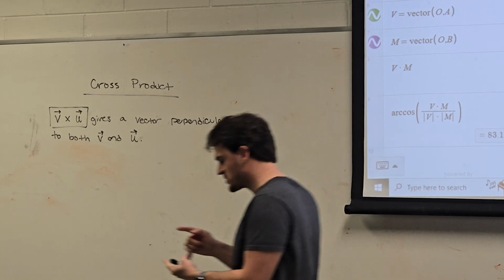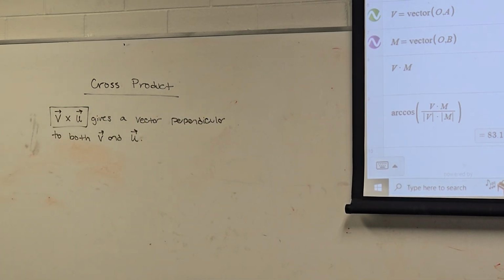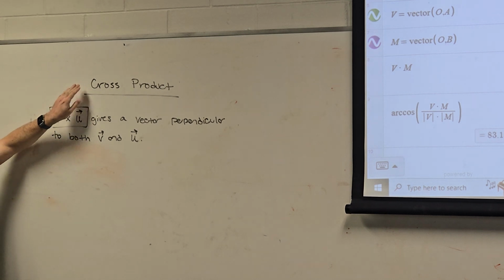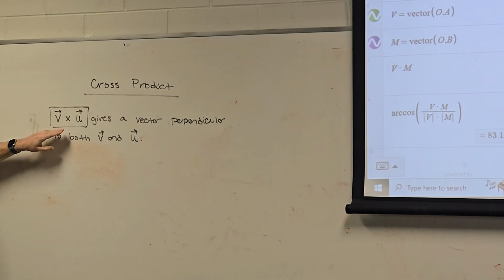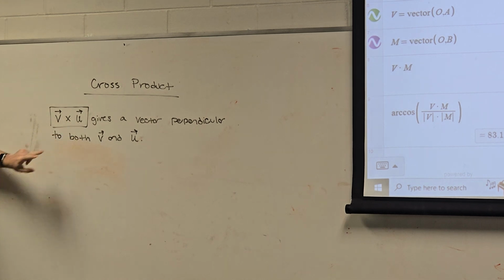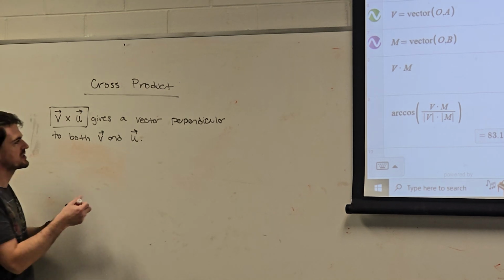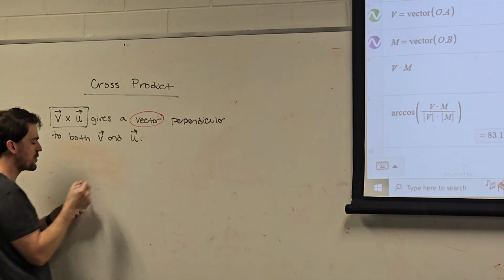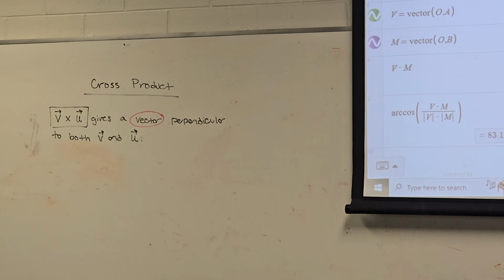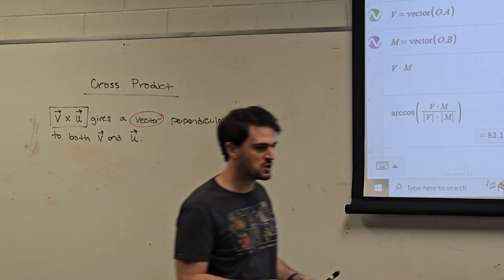Alright, so we've got vectors, we saw we can add them, subtract them, scale them, and find the dot product. Now one of our last vector operations is the quote-unquote cross product. Our notation for that is V cross U. Important here: this gives a vector. Like we saw, the dot product gives you a scalar, or a number. Now we're going to do an operation that gives you another vector, and it's going to be a vector that is perpendicular to both V and U.